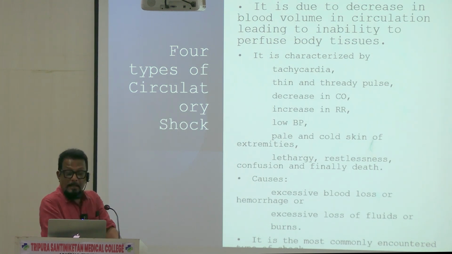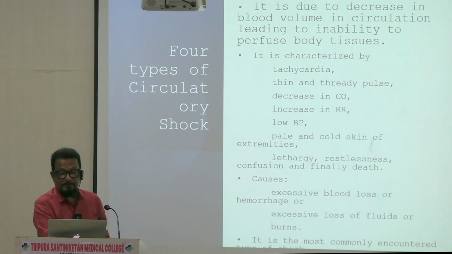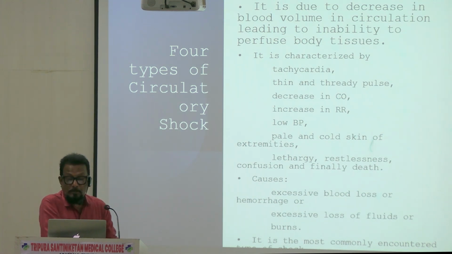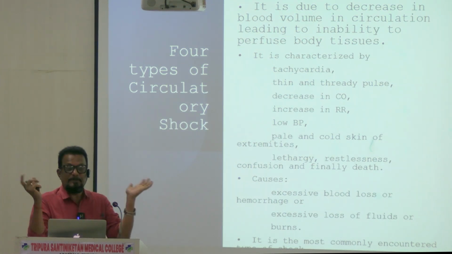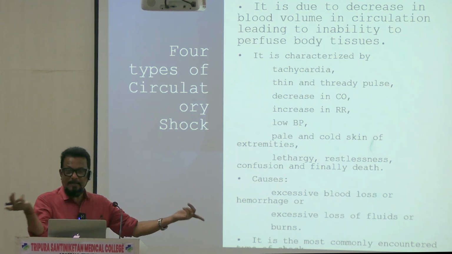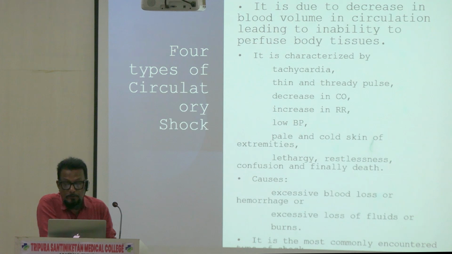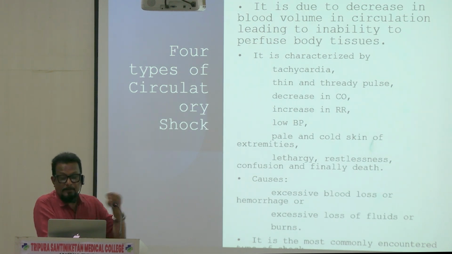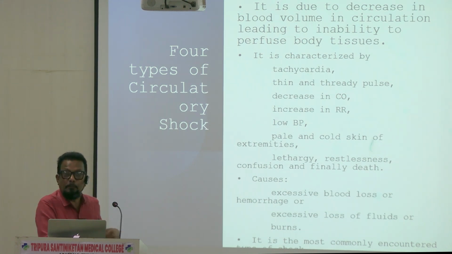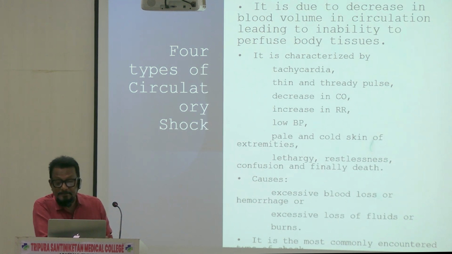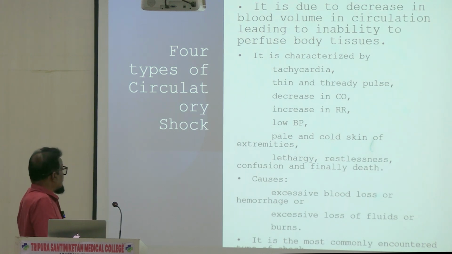There will be tachycardia, thin and thready pulse, decreased cardiac output, increased respiratory rate, and low BP. Obviously, there will be low BP, pale and cold extremities. Extremities will be pale since less blood is coming to them, and there will be coldness in the periphery or in the skin, in the extremities or in the abdomen, on the body surface. And there will be lethargy, restlessness, confusion, finally death.